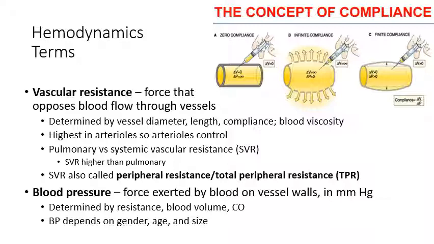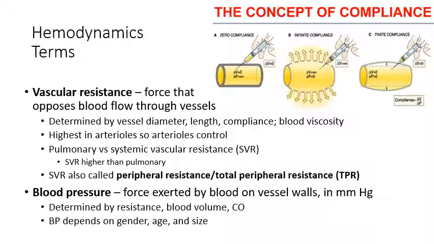So for vessel diameter, when that goes up, vascular resistance goes down. For vessel length, when that goes up, vascular resistance goes up. For vessel compliance, when that goes up, the vascular resistance goes down. And for blood viscosity, when that goes up, the vascular resistance goes up as well.